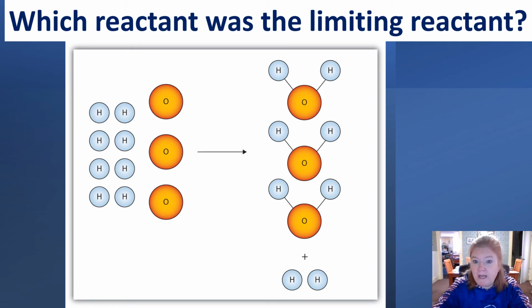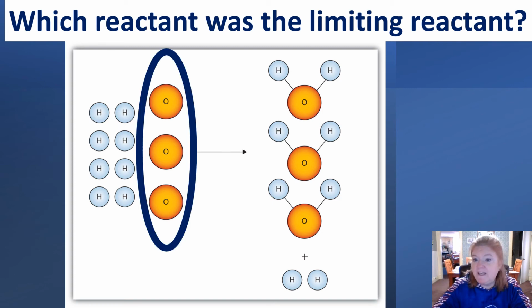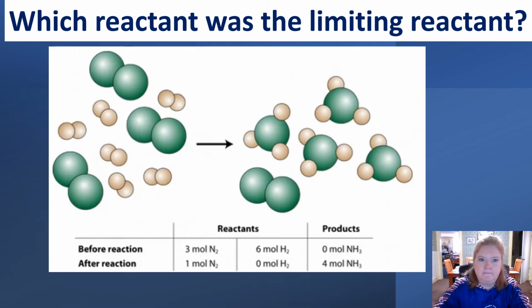What did I run out of? The hydrogen was in excess. The oxygen was the limiting reactant. What was the limiting reactant in this case? What did I run out of?